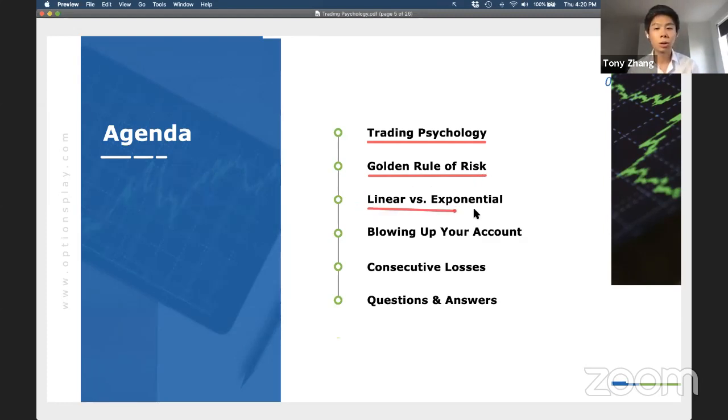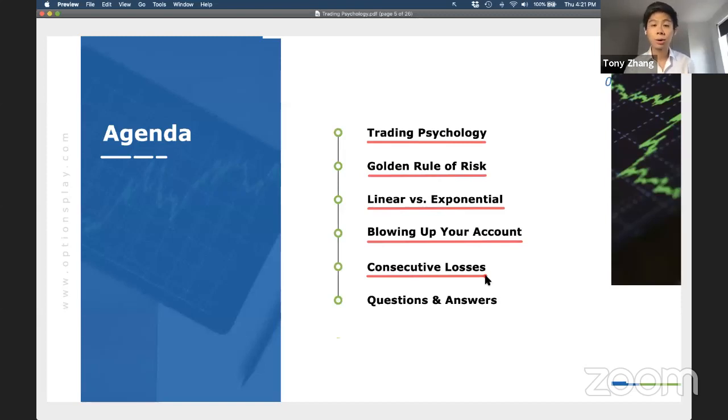And then we're going to go through a little bit of math to go through why the golden rule of risk management is so important. And in order to understand that, we're going to talk about linear versus exponential functions. We're going to talk a little bit about blowing up your account, what that looks like, how to avoid it, and also account for consecutive losses, because the reality of trading is that you're going to have losses.